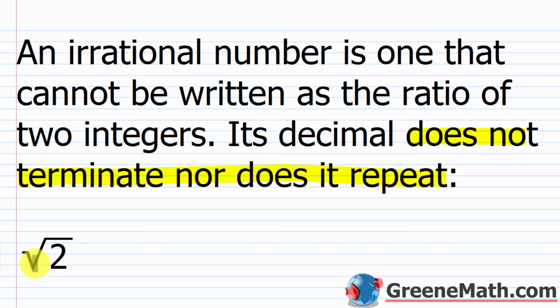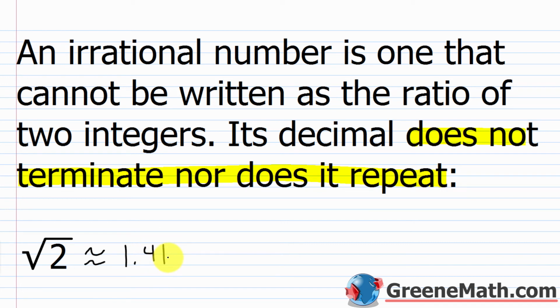So something like the square root of 2. You cannot find two integers that you can put over each other that would give you the square root of 2. If you type this into a calculator, you're not going to get an exact value. Your calculator's either going to round or it's going to truncate, and it's going to give you an estimate for it, but not an exact value. And usually, we'll say this is approximately equal to 1.41.